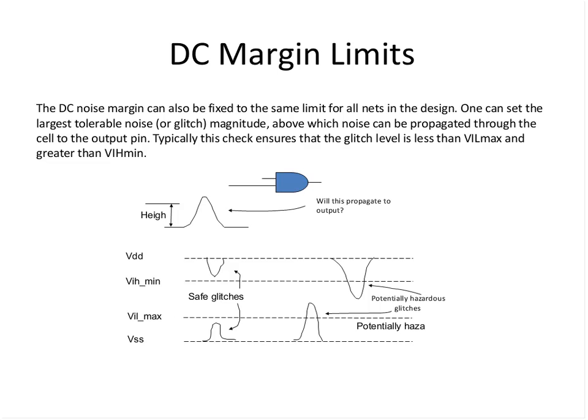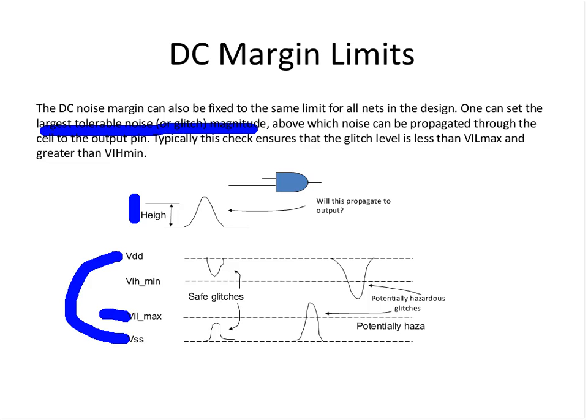That's what it's recommending, that one can set the largest tolerable noise above which noise can be propagated through the cell. So typically this check ensures that the glitch level is less than VIL max and greater than VIH min. The question is whether this particular height of the glitch will propagate to a particular point. So there is a VDD and VSS, and between them we have plotted two values, VIL max and VIH min. Now VIL max means, among all the cells that we are using, the maximum of all the VIL values.